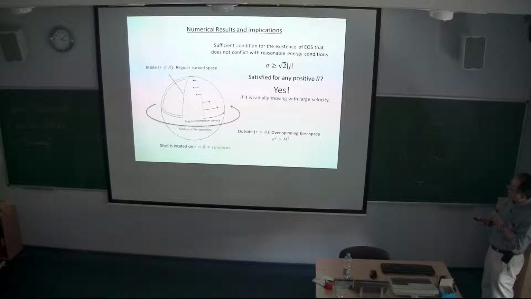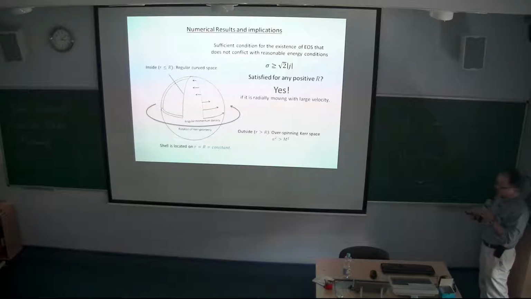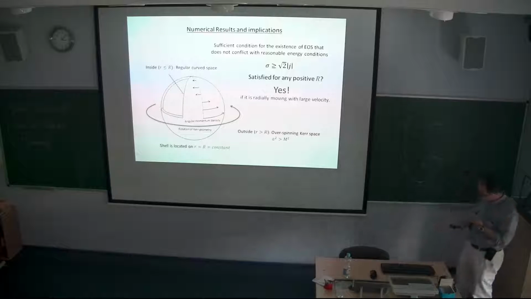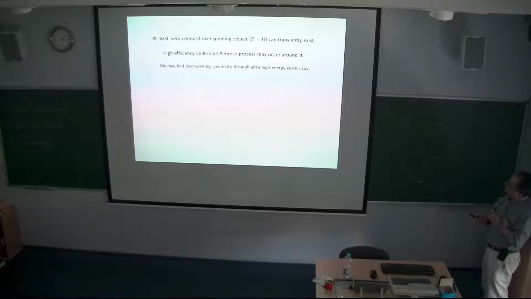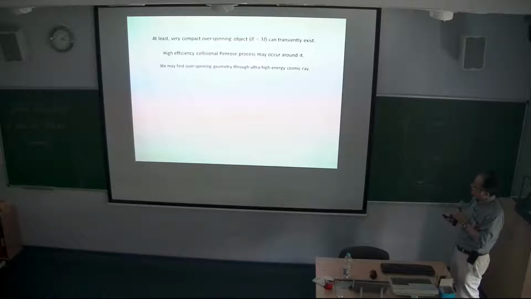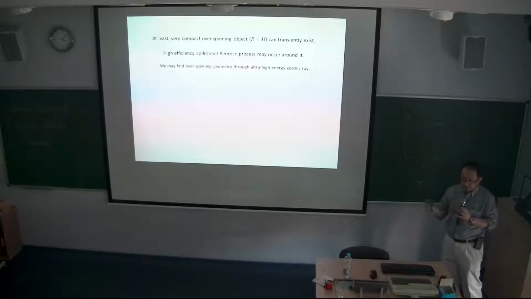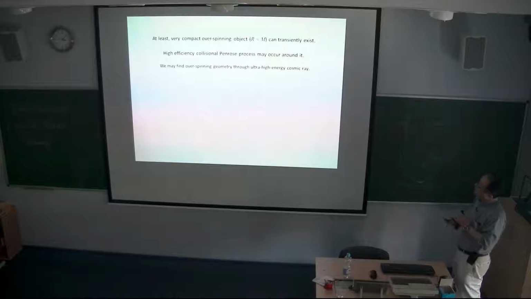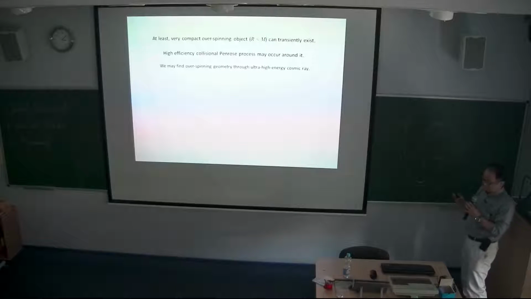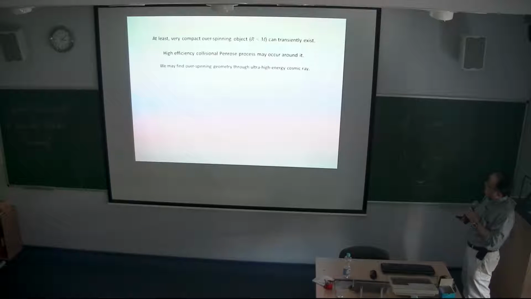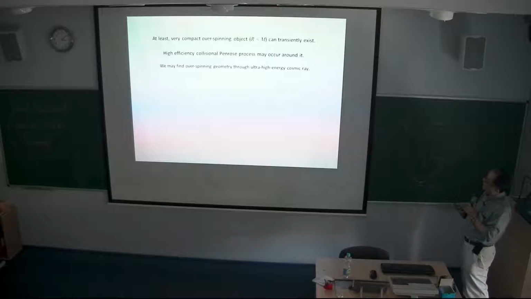R is the position radius of the shell, radially moving with respect to the Boyer-Lindquist coordinate. And the answer is yes. So this numerical result implies that any at least very compact overspinning object can transiently exist, and the energy condition can be satisfied without violating the energy condition. So if such a compact object is radially moved, a reverse high efficiency original Penrose process may occur around it.